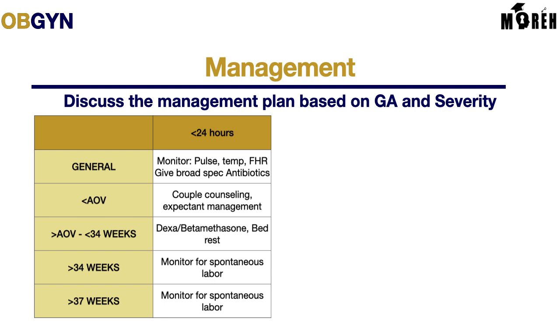If it's after 34 weeks, in addition to everything else that we've done, we want to monitor for spontaneous labor. So remember, this is before 24 hours. So we put the patient on antibiotics, we're monitoring for any infection. And remember, we said that whenever there is a rupture of membranes, labor can be triggered. So we are waiting for spontaneous labor. It's the same if it's greater than 37 weeks before 24 hours, we monitor for spontaneous labor.